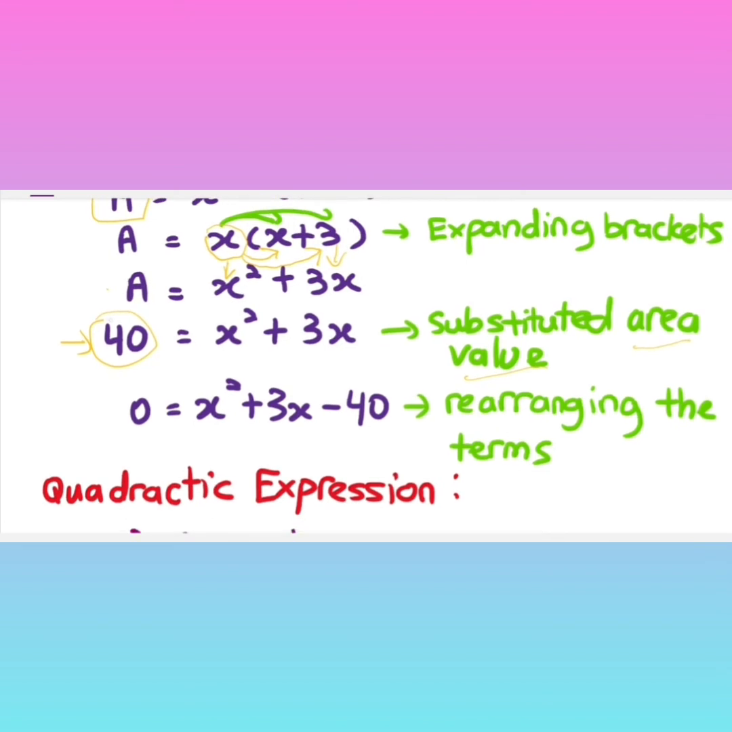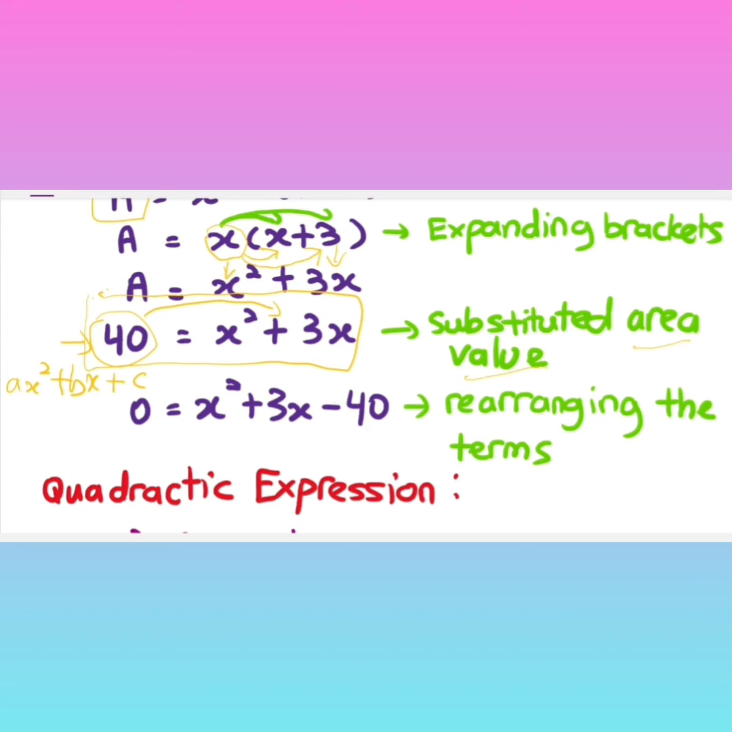Now that we have got this whole expression here, we always have to write our quadratic expression in terms of ax squared plus bx plus c. Alright, so here we have 0. We have moved the 40 over to the right hand side. So here we have 0 equals x squared plus 3x minus 40.